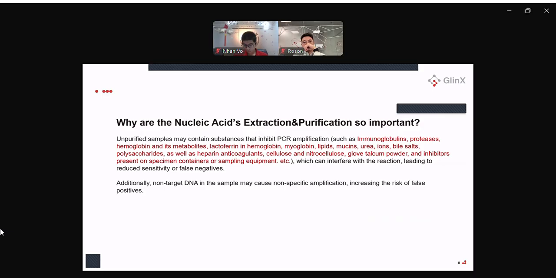And additionally, within the sample, if it is not purified, some non-target DNA might cause non-specific amplification and increase the risk of false positive results. And also, there might be a situation where the machine is being contaminated.